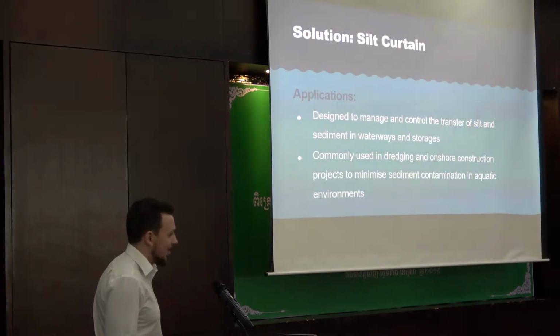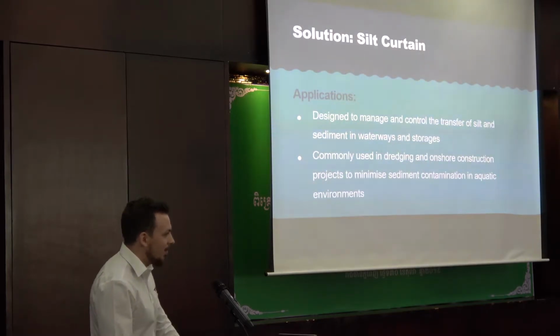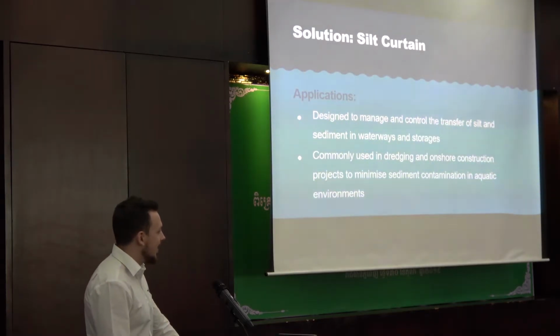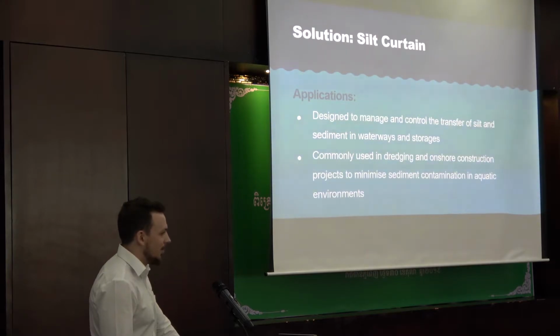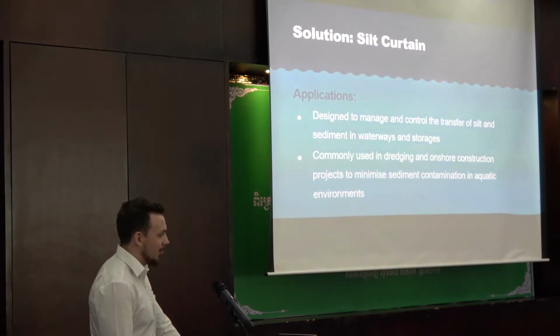So after discussion with the water supplier in Melbourne, which is Melbourne Water, we came up with the idea of potentially using a silt curtain to minimise the amount of turbidity in the system. A silt curtain is generally designed to control the transfer of silt in aquatic systems. And in Australia, they're commonly used in dredging and offshore construction to minimise the amount of waste that's going into the marine environment.